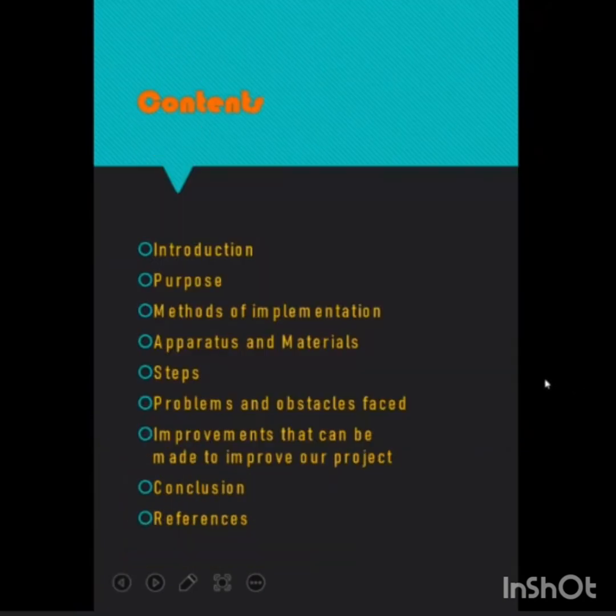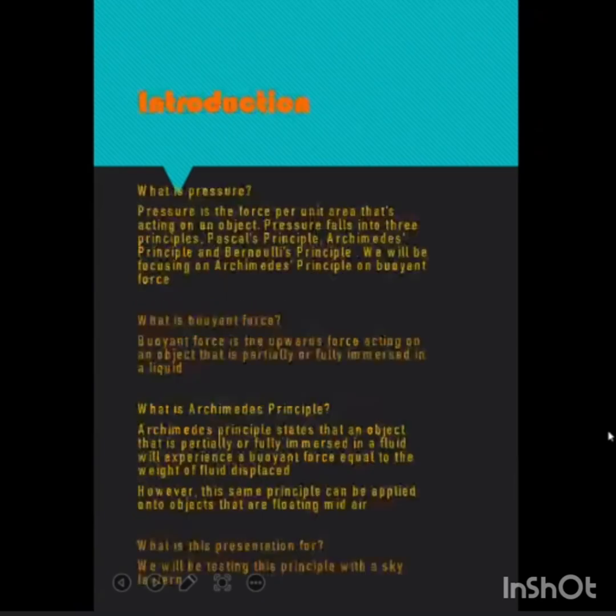The contents of this presentation will be the introduction, purpose, methods of implementation, apparatus and material, steps, problems and obstacles faced, improvements that can be made to improve our project, conclusion and references. Let's start with the introduction.